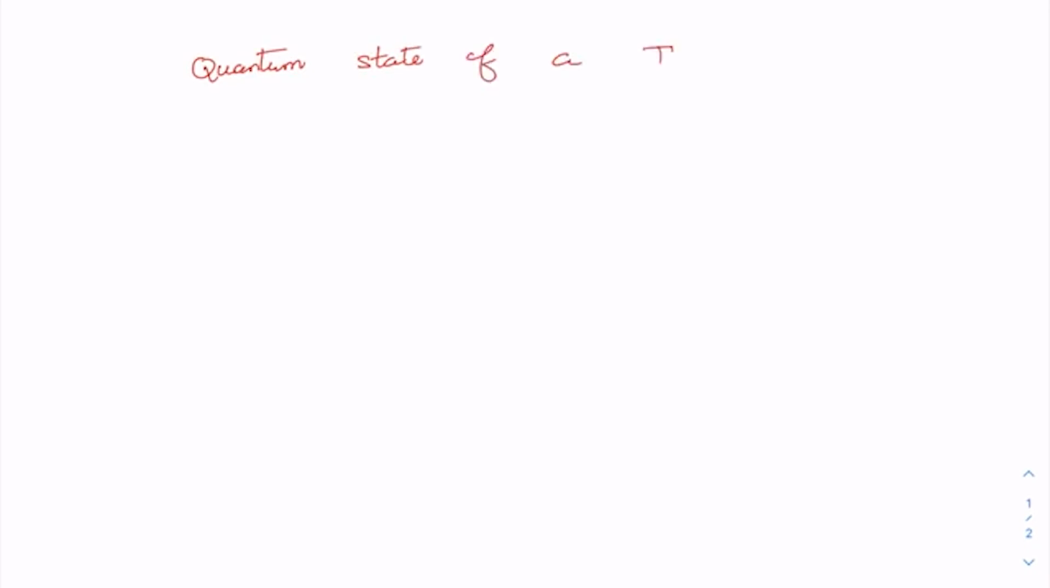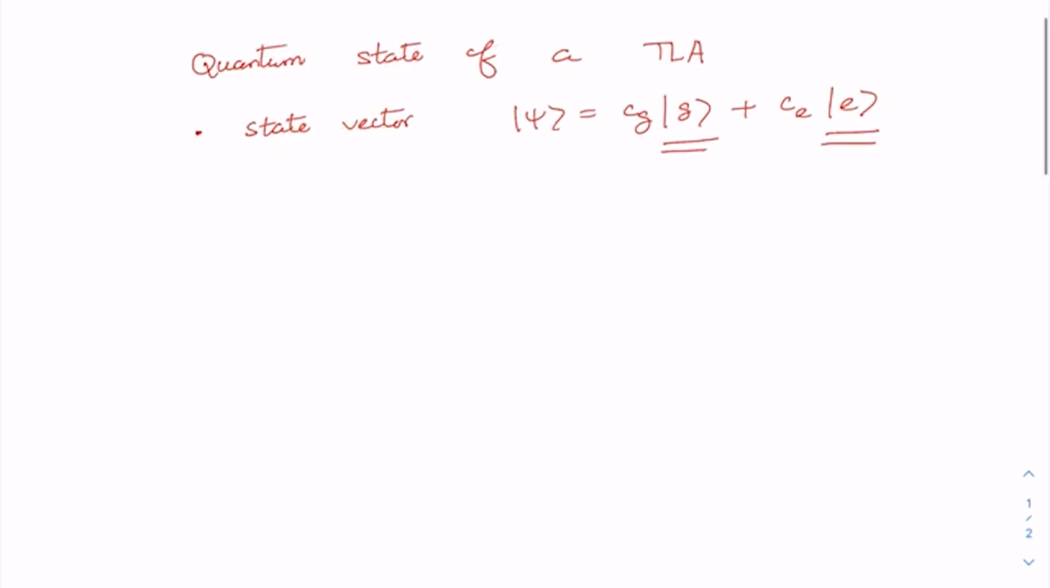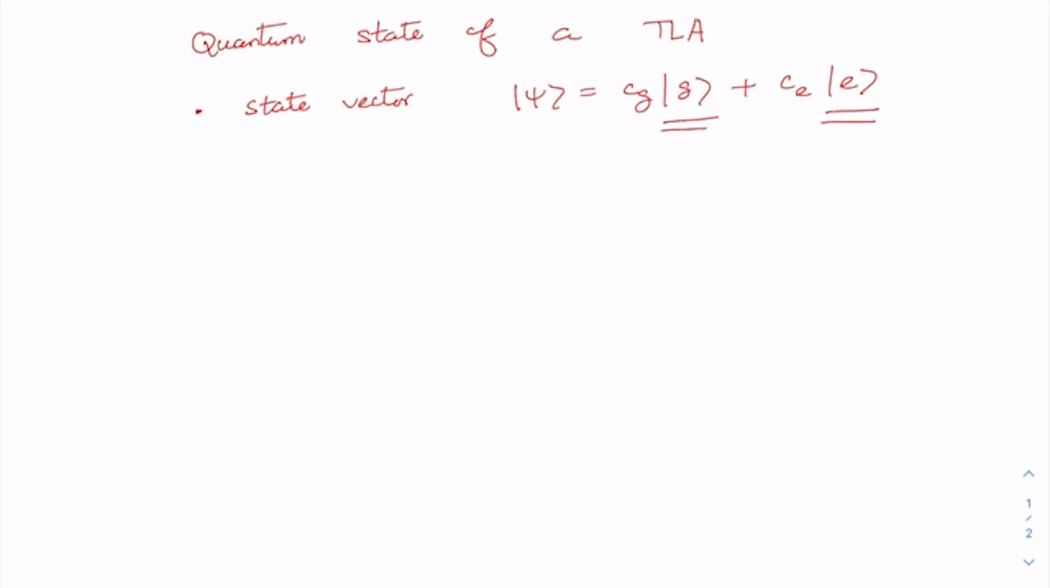of a two-level atom can be represented by the state vector psi equal to CZ |Z> plus CE |E>. So Z and E are the basis states of the two-level atom. Z refers to the ground state, E refers to the excited state, CZ and CE are the complex coefficients, and this is called the state vector representation.